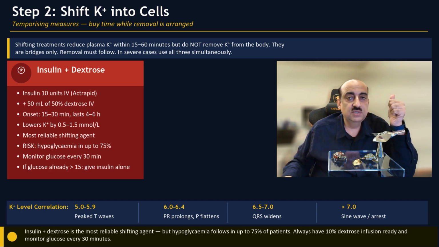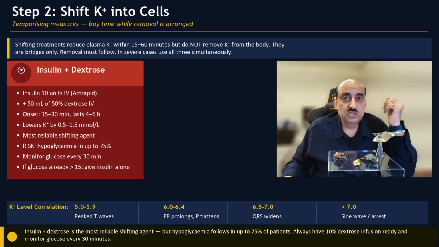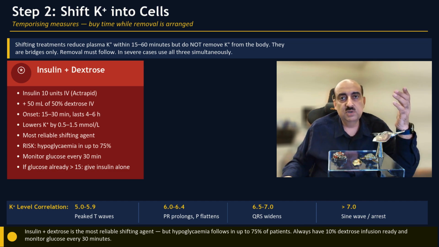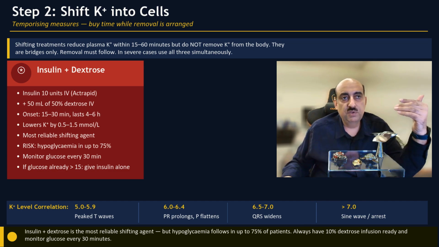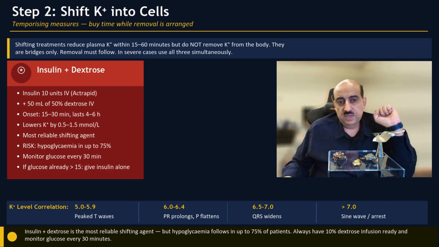The second step is shifting potassium into cells, which should happen simultaneously. The mainstay is insulin and dextrose: 10 units of intravenous actrapid and 50 ml of 50% dextrose IV, given over 15 to 30 minutes, and the effect lasts for 4 to 6 hours. It lowers potassium by a good amount, 0.5 to 1.5 millimoles per liter, which is potentially extremely crucial. Imagine somebody with a potassium of 6.5. If you use it, and it comes down to below 6, around 5 to 5.5, that's like gold. Most reliable shifting agent.